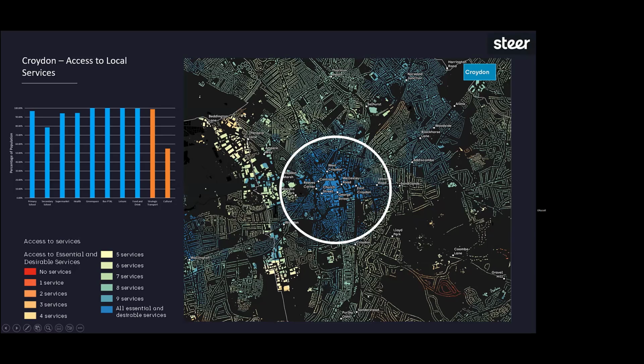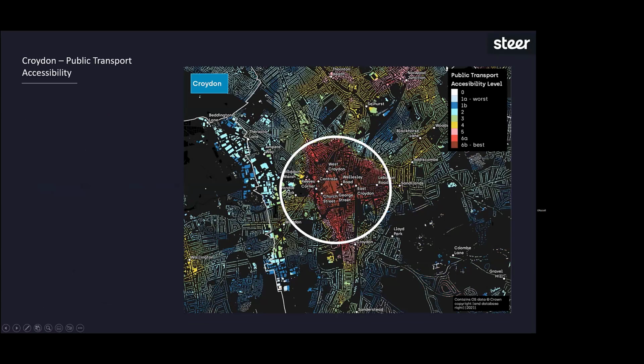So by understanding the characteristics of these outer areas, we can start to see what some of the challenges and opportunities are in these areas. So the next map shows public transport accessibility levels. PTAL is a London TfL data set that looks at the accessibility of public transport. 6B is the best, so that means you've got really good high frequency public transport services.